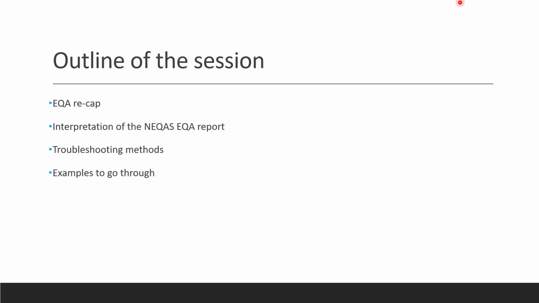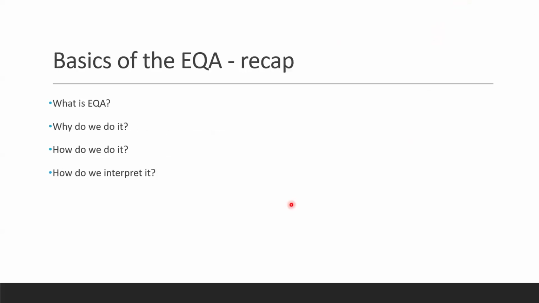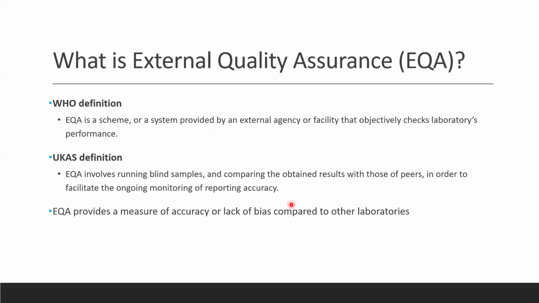I'll go through a little troubleshooting flow diagram, and then I'll show you some examples to go through when the EQA goes wrong. So when we think about the EQA, the first question we ask is, what is it? Why do we do it? And then how do we do it? And how do we interpret these results?